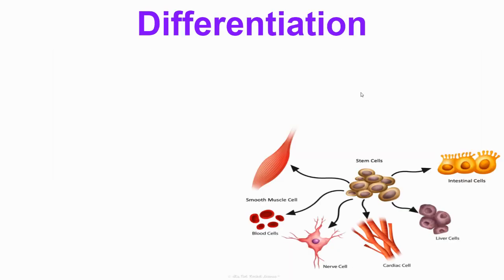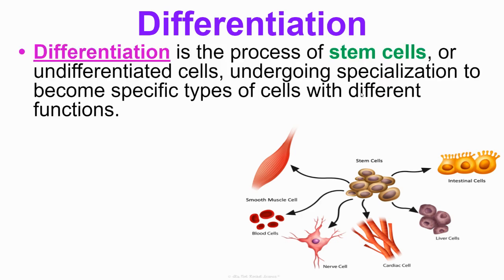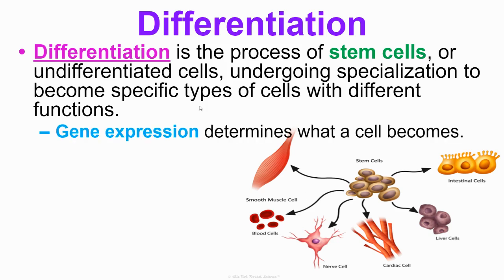Okay, so how is it that we can have 200 different types of cells in our body? The answer is it's down to something called differentiation. This is the process of a pluripotent cell, like a stem cell, or something that's undifferentiated, that can undergo specialization to become a specific type of cell with a specific function. Here are some examples of different types of cells that we're going to see as we go through this course. And what makes that possible is something called gene expression.